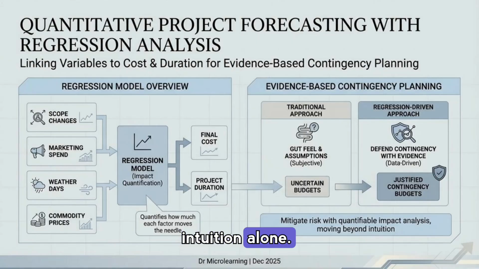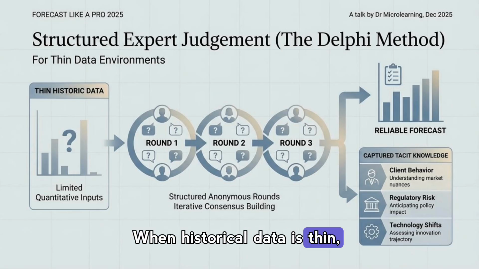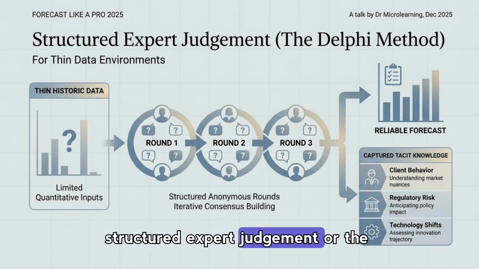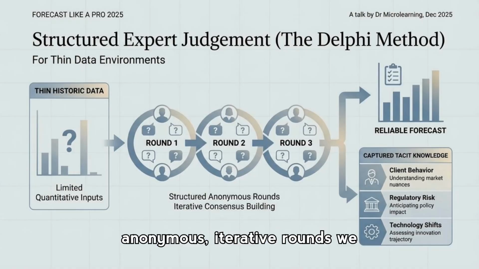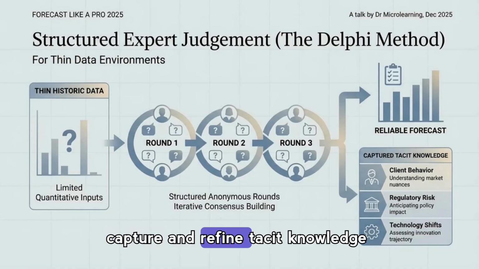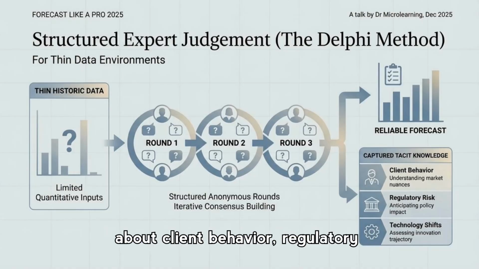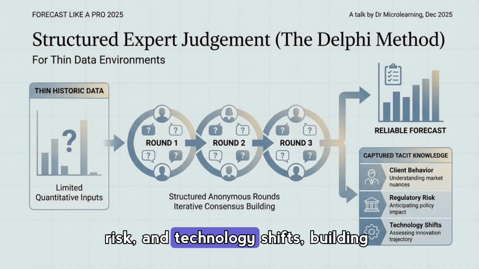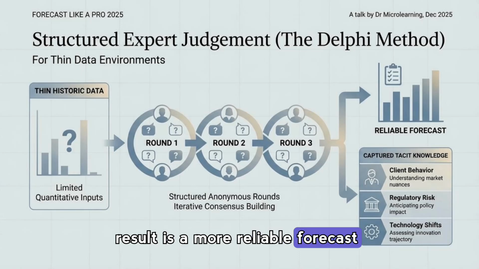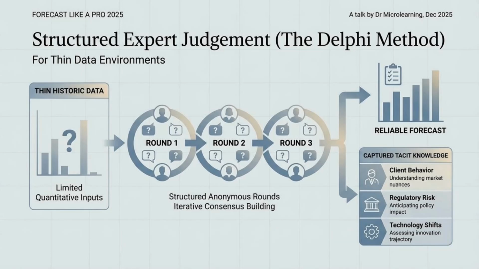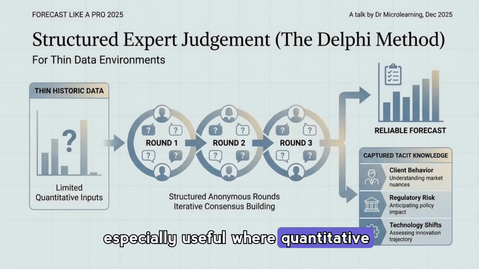When historical data is thin, structured expert judgment or the Delphi method fills the gap. Through anonymous, iterative rounds, we capture and refine tacit knowledge about client behavior, regulatory risk, and technology shifts, building consensus while avoiding bias. The result is a more reliable forecast rooted in collective expertise, especially useful where quantitative inputs are limited.